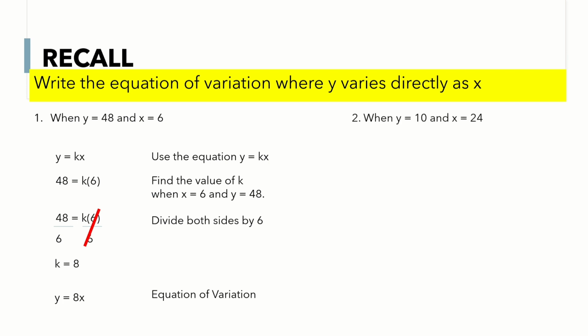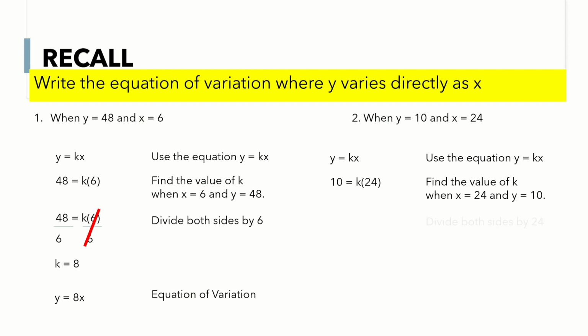Let's have another example. Find the equation of variation where y varies directly as x when y is equal to 10 and x is equal to 24. So we use the same equation, y is equal to kx. Next, we solve for the value of k when x is equal to 24 and y is equal to 10. Then, we divide both sides by 24.